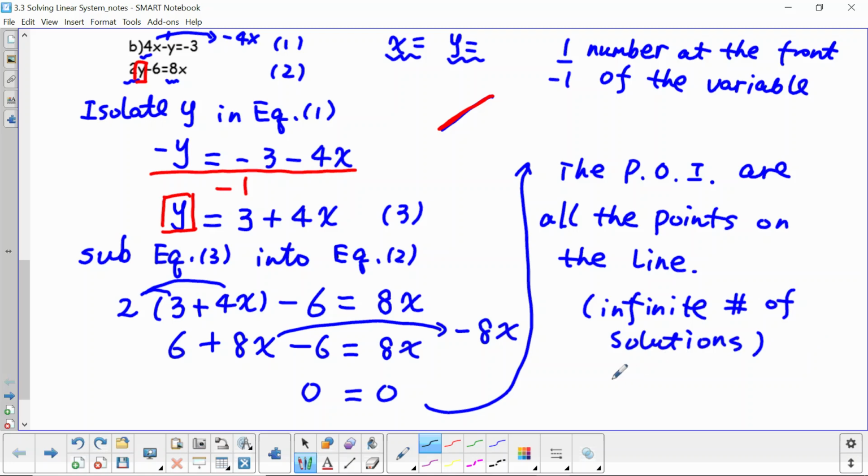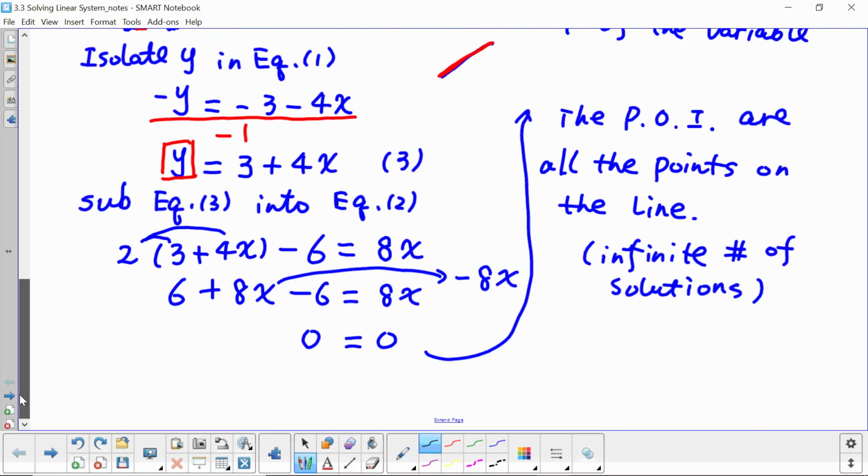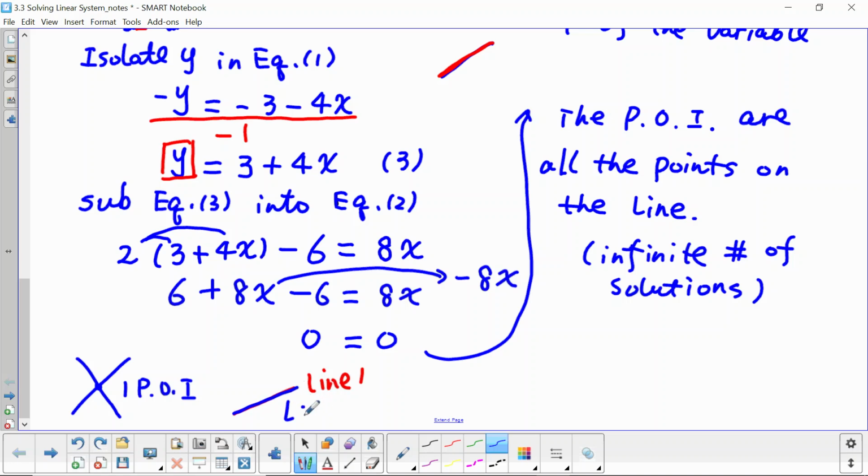We have seen two cases. One is what we have done many times before: you have two lines, then you have one point of intersection. And just now we have another: you have line 1 and line 2, and these two lines are the same. Then you will have an infinite number of solutions. All the points on the line are points of intersection, so infinite points of intersection.